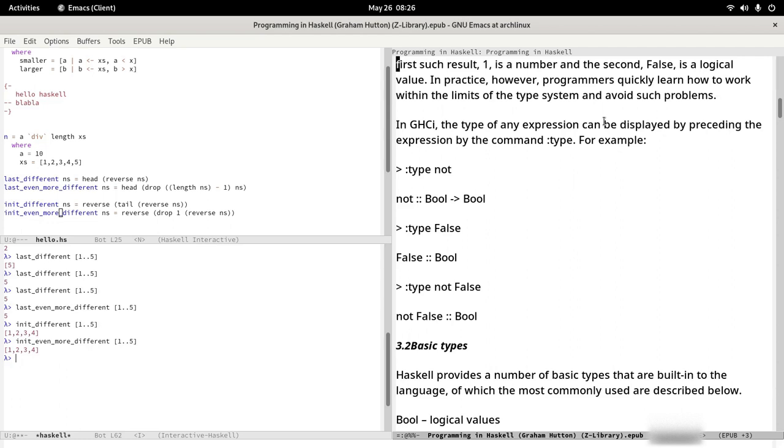In GHCi, the type of any expression can be displayed by preceding the expression by the command :type. For example, :type not gives Bool -> Bool.